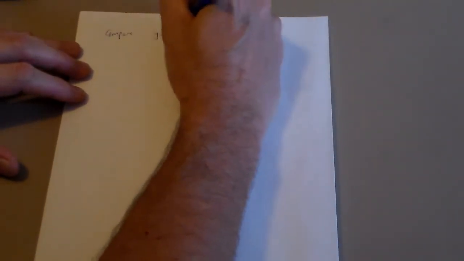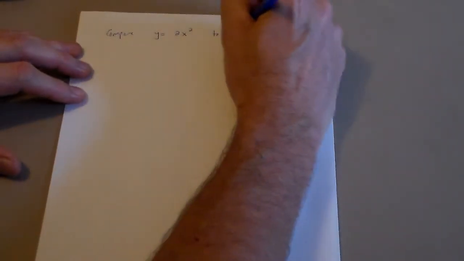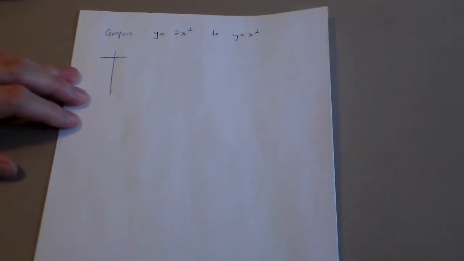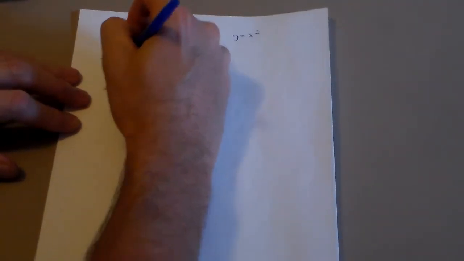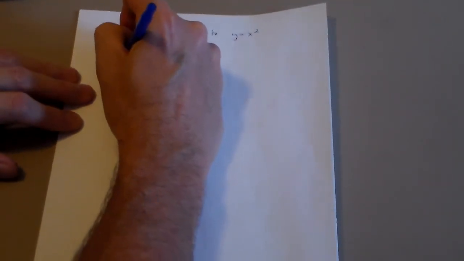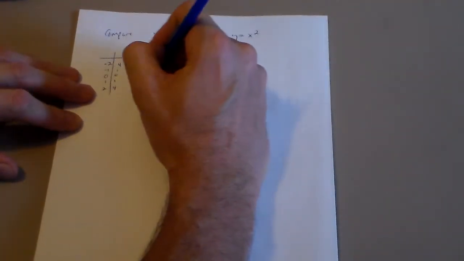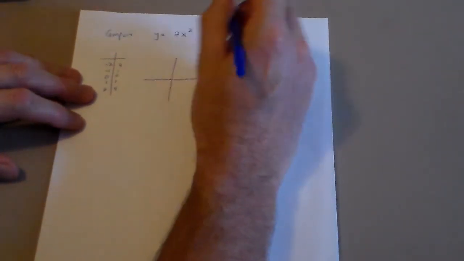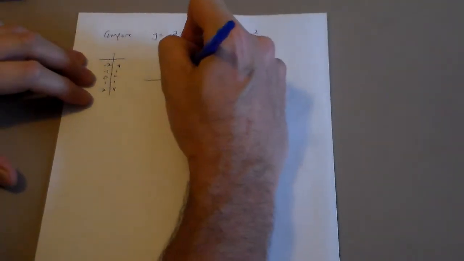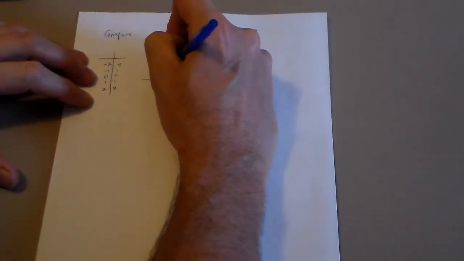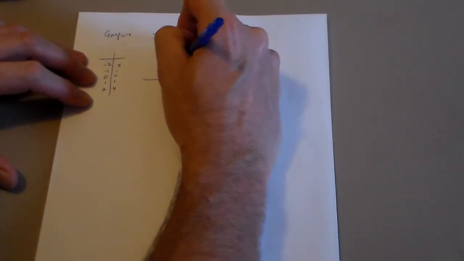Compare y equals 2x squared to y equals x squared. Well, y equals x squared, we just graphed it. 0, 1, 2, negative 1, negative 2. And that's going to be 4, 1, 0, 1, 4. Okay, and that's going to look like this. So I'm going to draw both of these in the same graph. So I'm going to make it a little bit bigger, right? Here's 1, here's 1, 1, right here. So we go 1, 1, and then we go over 2 and 1, 2, 3, 4.